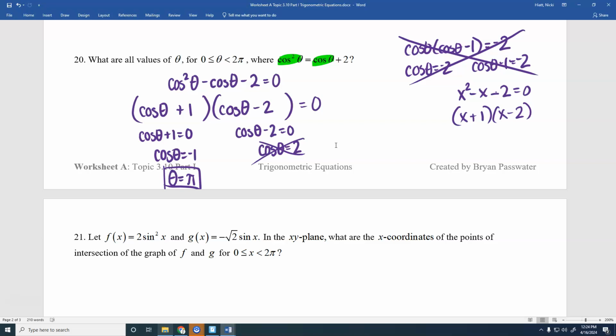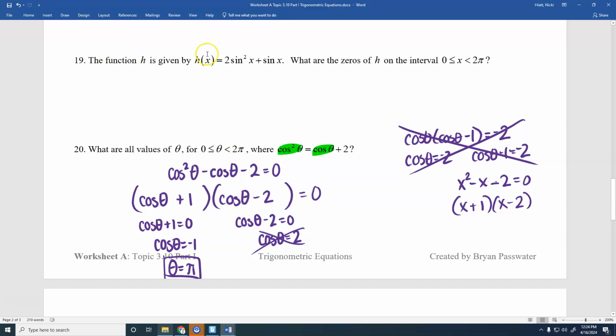Okay, so notice the difference here. I had just a single number here. I couldn't do a greatest common factor, so I had to factor with my 2 parentheses. Whereas on some of these other ones, like 19, you're going to have a greatest common factor, so you can pull that sign out for that. Okay, questions?